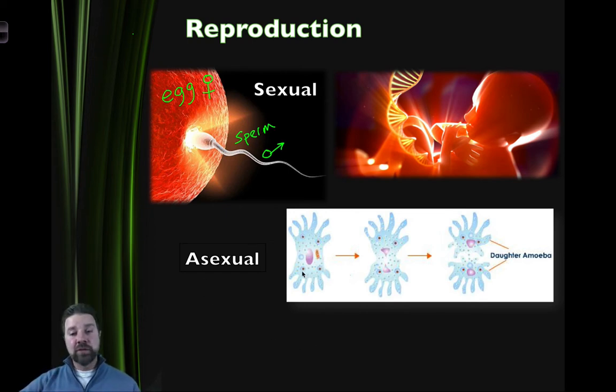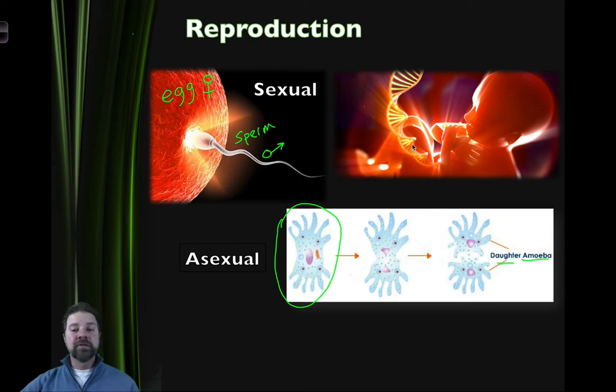With asexual reproduction, we typically have an organism growing to a certain size and then splitting. So asexual reproduction basically makes clone organisms. If this is an amoeba right here, when it gets to a certain size, it's going to split into two, what we call daughter amoeba, and they are identical to the first one. They're going to do the same things themselves. They're going to grow to a certain size and split.